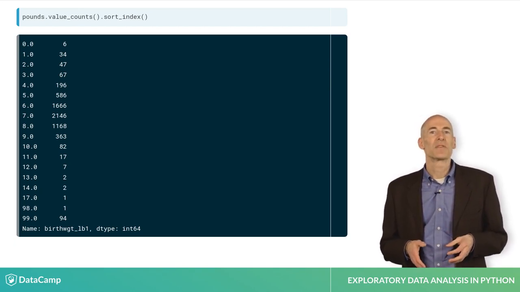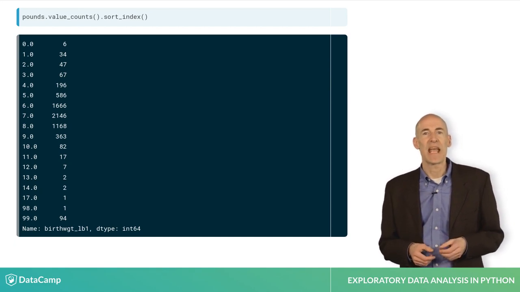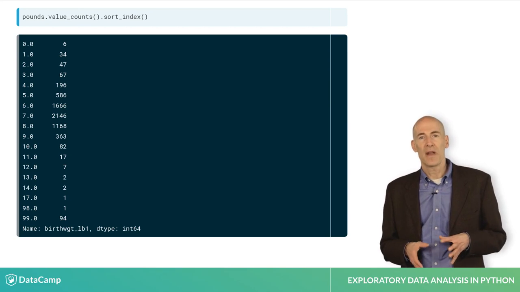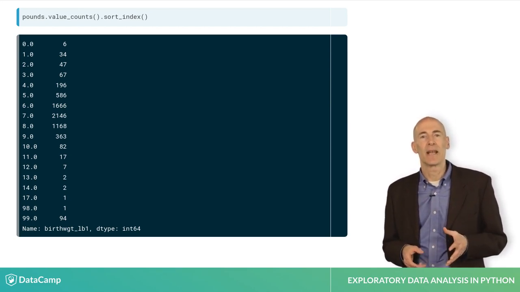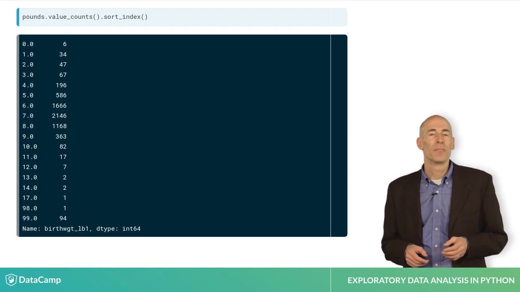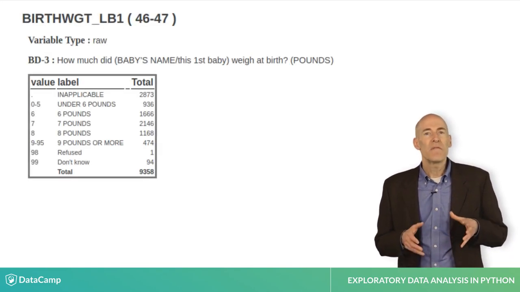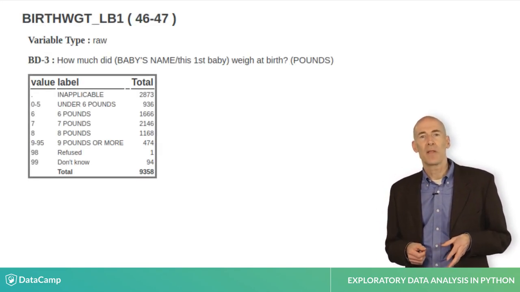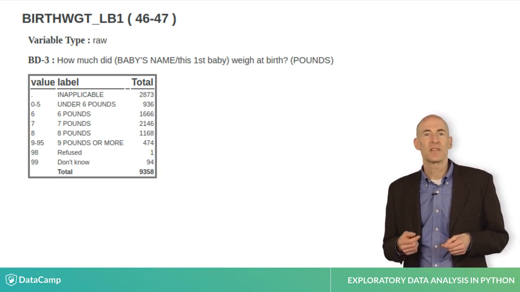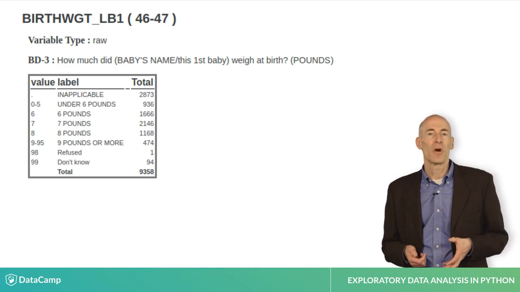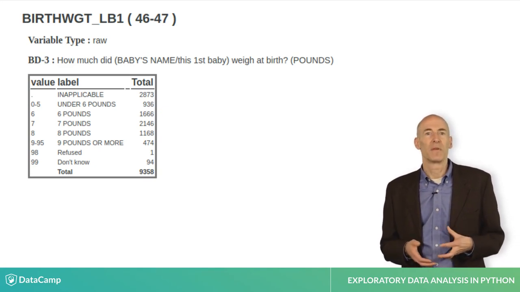As we'd expect, the most frequent values are 6 to 8 pounds, but there are some very light babies, a few very heavy babies, and two values, 98 and 99, that indicate missing data. We can validate the results by comparing them to the codebook, which lists the values and their frequencies. The results here agree with the codebook, so we have some confidence that we are reading and interpreting the data correctly.